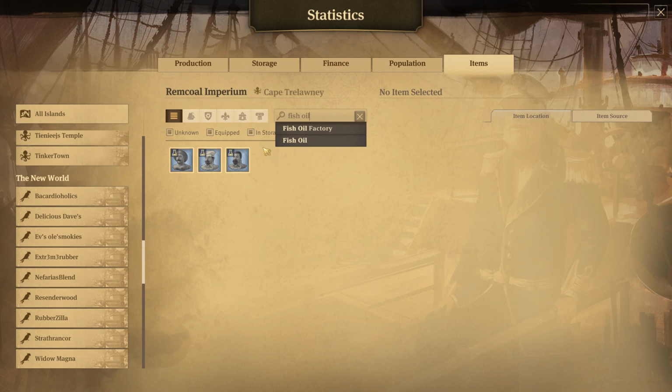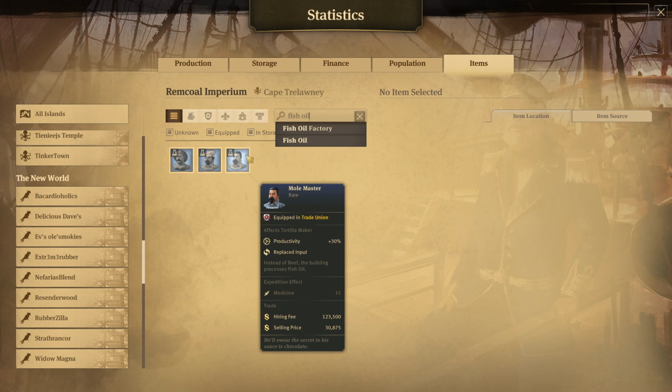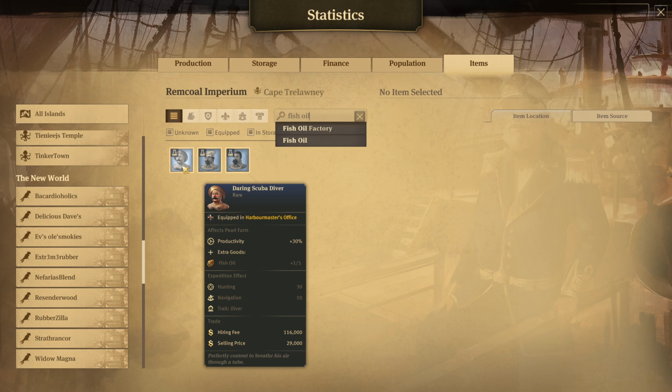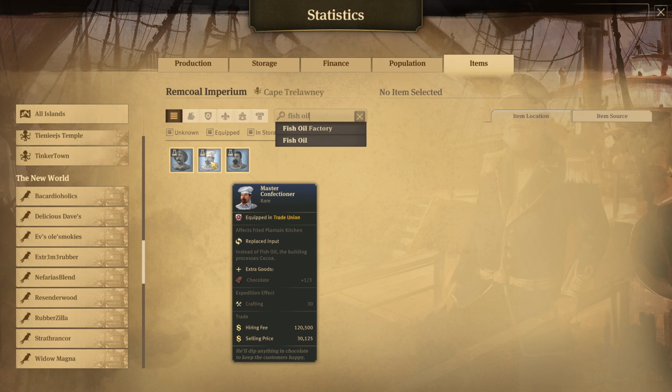as you can see here, fish oil. The main input for fish oil is going to be for the fried plantain. So we have two options you can utilize here. You can use the Daring Scuba Diver to produce fish oil as a byproduct from pearl farming. So that gets rid of the input of the fish oil line. You just get it as extra. Alternatively, you can put the Master Confectioner in the fried plantain area, and he will use chalk or cocoa as a byproduct instead of the fish oil, and will produce chocolate as an extra good. So those are two ways you can get around the fish oil.